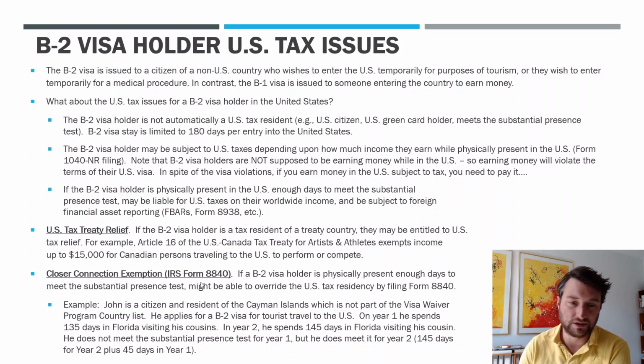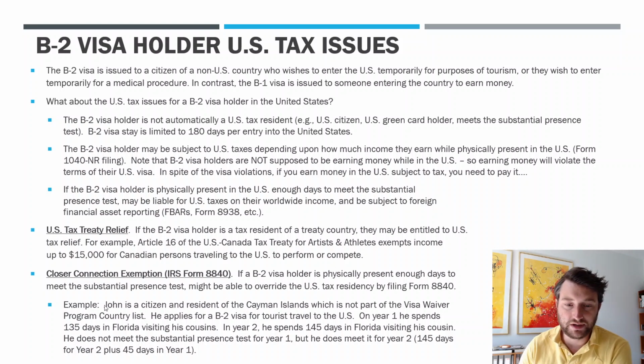So this leads us into the closer connection exemption here, IRS Form 8840. What is this? Well, if you're in the U.S. on a B2 or a B1 or a variety of other visas, and you're in the United States arguably too many days during the year, you can meet that substantial presence test, which makes you a U.S. tax resident. In order to walk that back and try to override the day count, you can file an 8840 by claiming you have a closer connection to a different country, right?